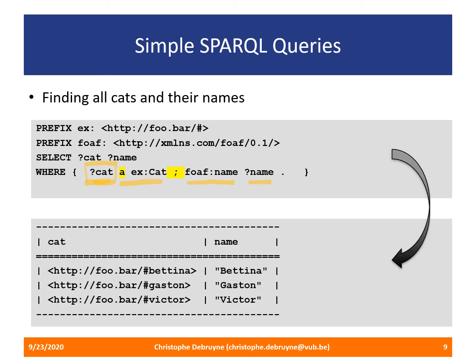So if we were to fire that query, and in this particular instance, I'm availing of Apache Jena, and Apache Jena provides us a result set formatter that displays the results in a pretty neat way. You can see that in the example, I have 3 cats. These are their URIs, and these are their corresponding names.